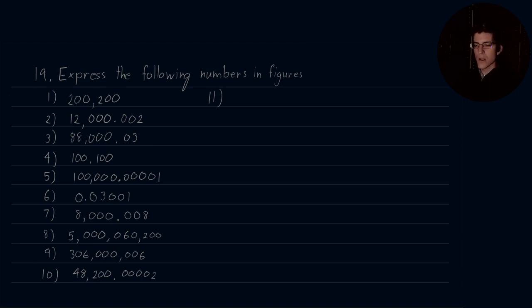375,060 and 410 thousandths. No hyphen. So 375,060. So nothing in the hundreds place. 60 and 410 thousandths. 375,060 and 410 thousandths. Number 12.